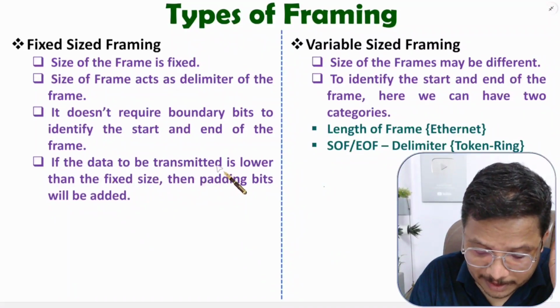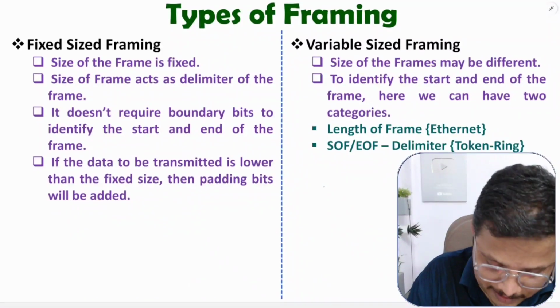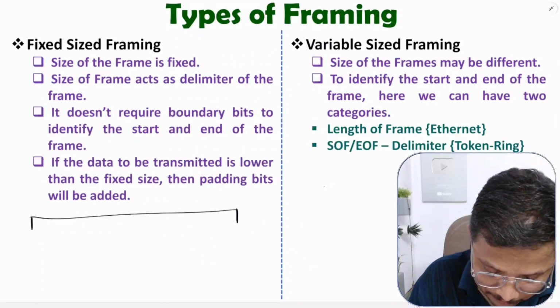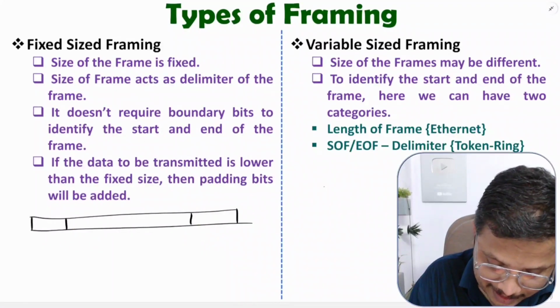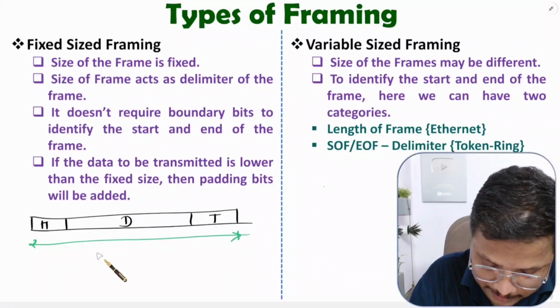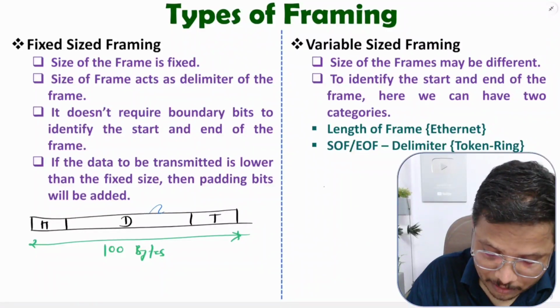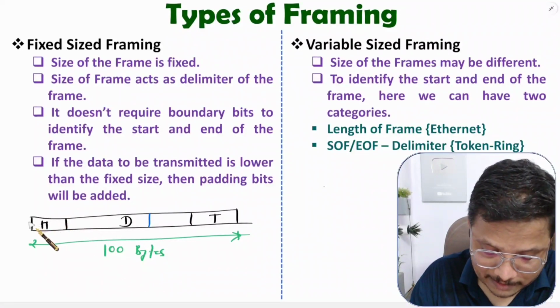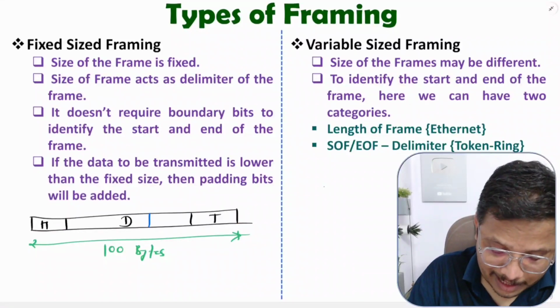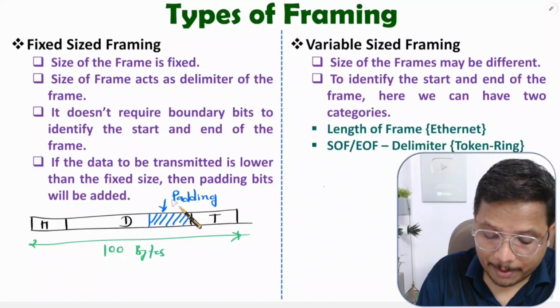See, if the data to be transmitted is lower than the fixed size, then padding bits will be added. Let me show you. This is very essential. Suppose you have a frame with a fixed size, with header, tailer and data. Now say this size is fixed at 100 bytes, but right now you have only 77 bytes as per header, data and tail. Then what will happen? Here you will be adding padding.